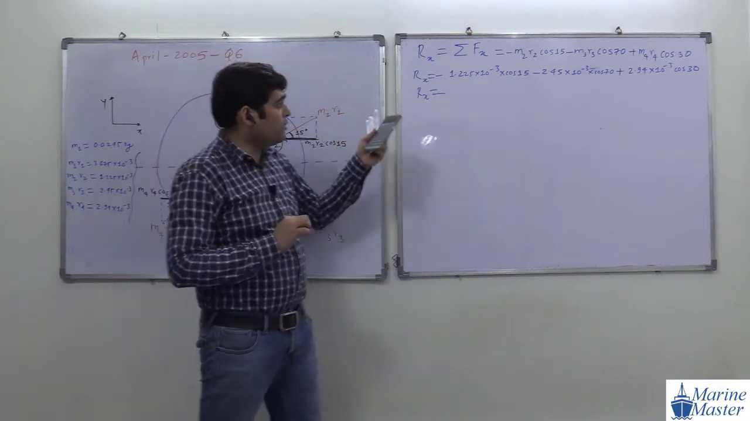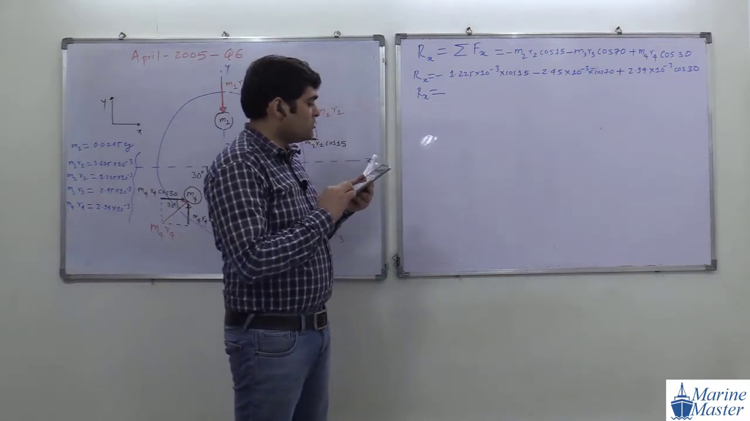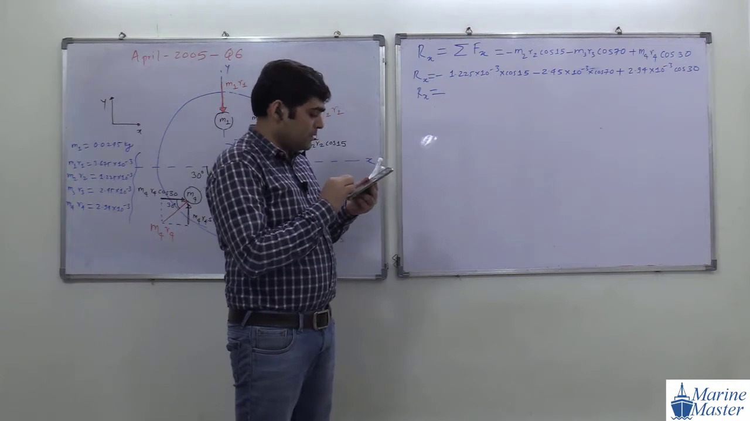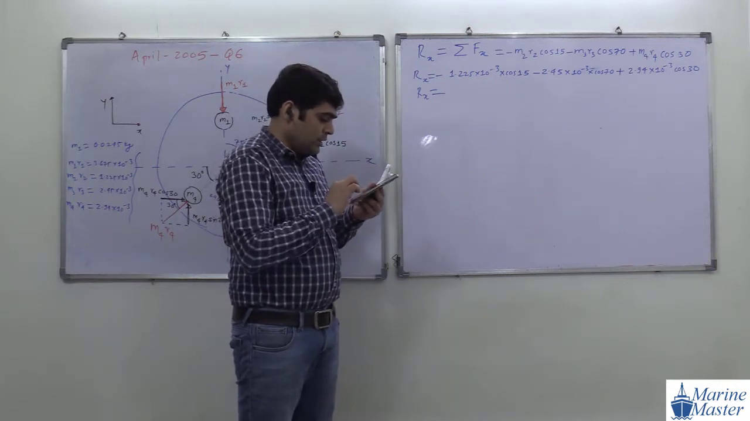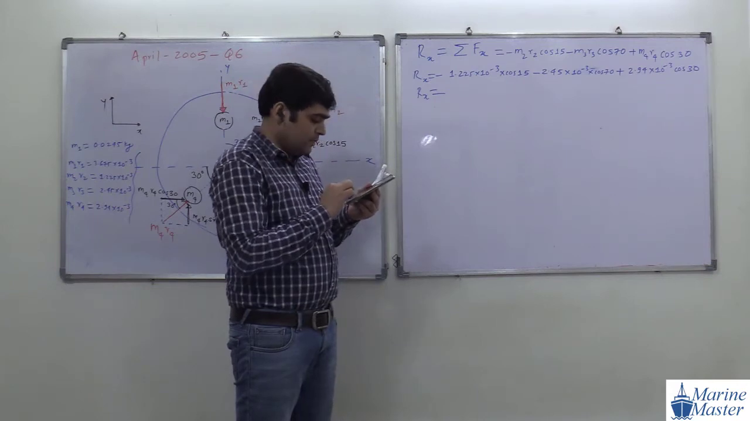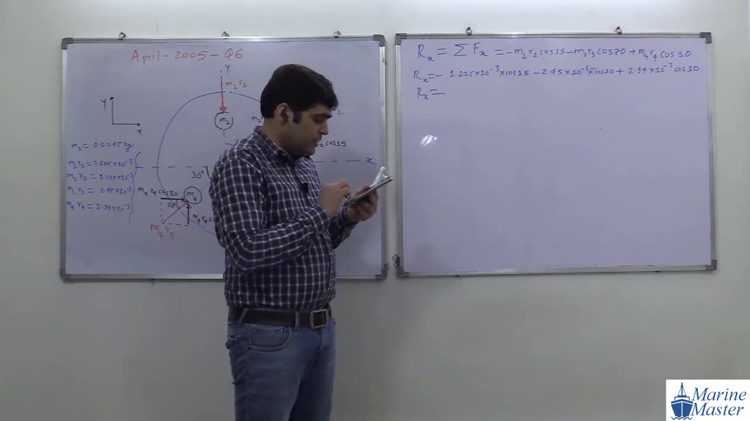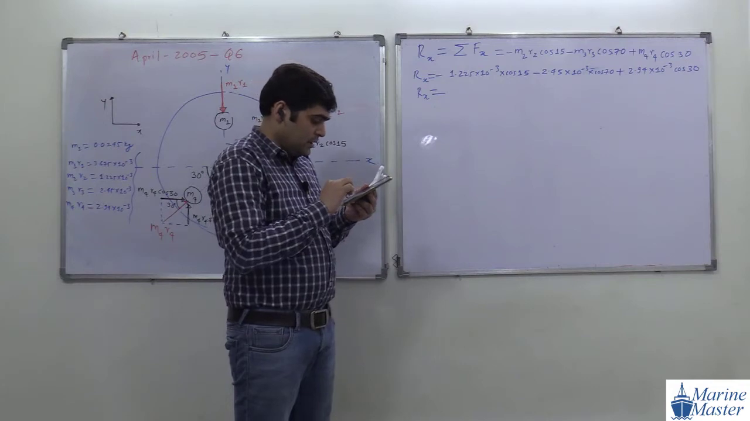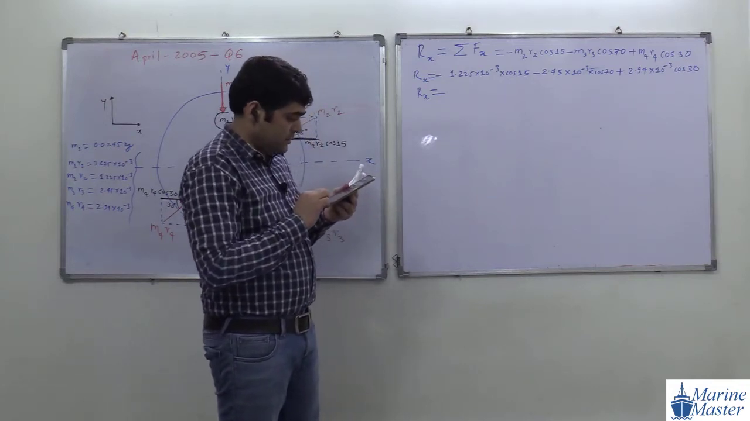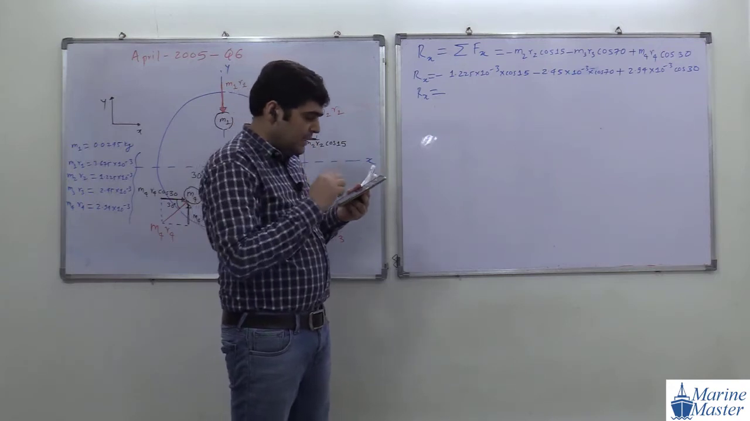1.225 into 10 raised to the power minus 3 cos 15, minus 2.45 into 10 raised to the power minus 3 into cos 70, plus 2.94 into 10 raised to the power minus 3 into cos 30. So how much answer are we getting, guys?